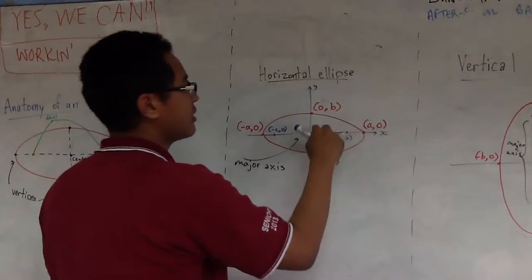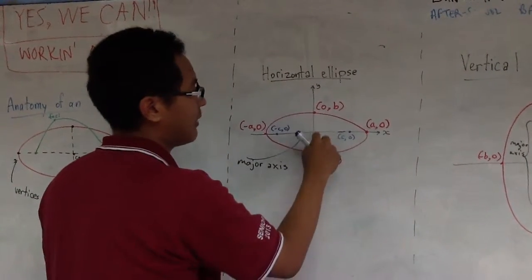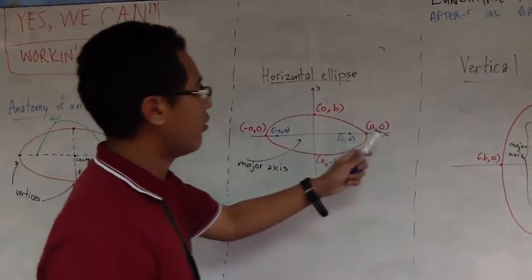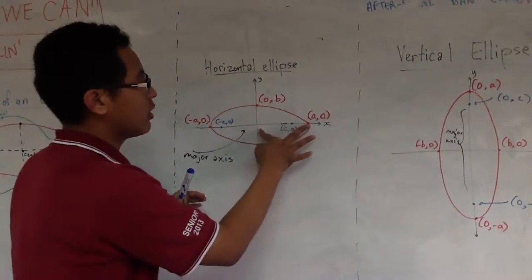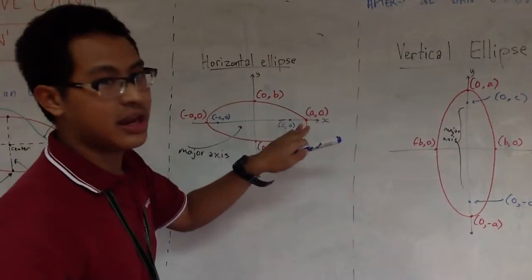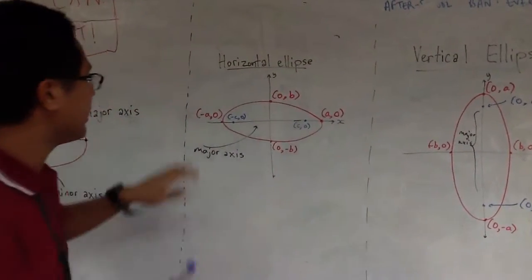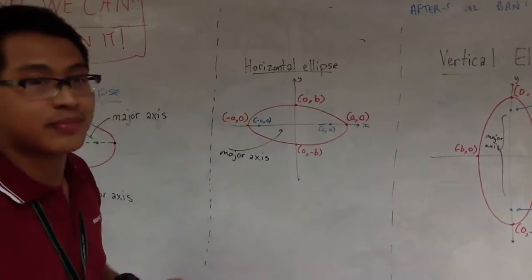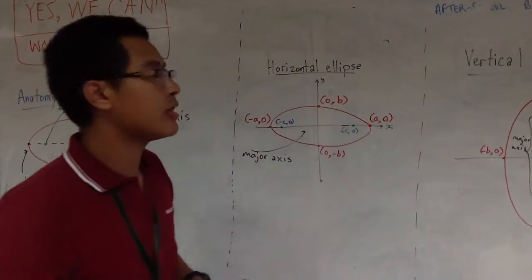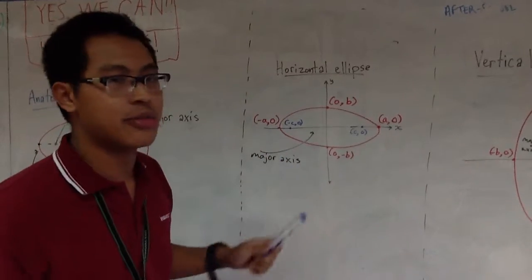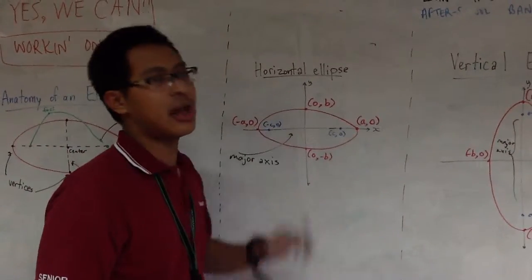So B is the distance from 0 to the point on the y-axis. Okay? And over here, the distance from 0 to this point on the major axis is represented by A: (A, 0), and here is (-A, 0). So this is the major axis, and this is the minor axis. So remember that the horizontal ellipse has the major axis on the x-axis.